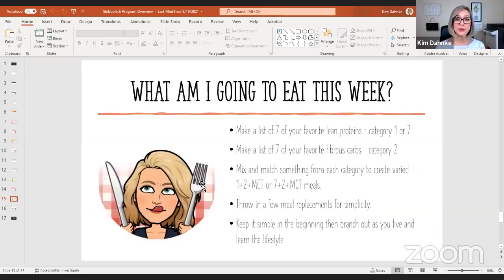So it's your first week. What are you going to eat? Simply make a list of your 7 favorite lean proteins from either category 1 or category 7. Make a list of your favorite fibrous carbs from category 2, and then just mix and match something from each category to make some meals. If you have some MCT, then use it to cook it up in, and you'll be eating yummy meals.